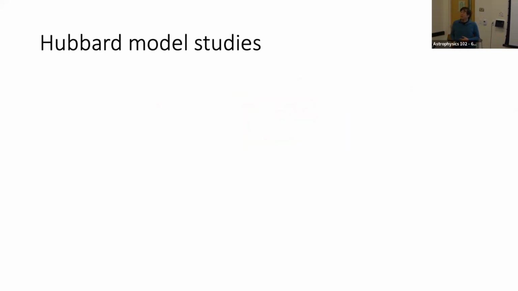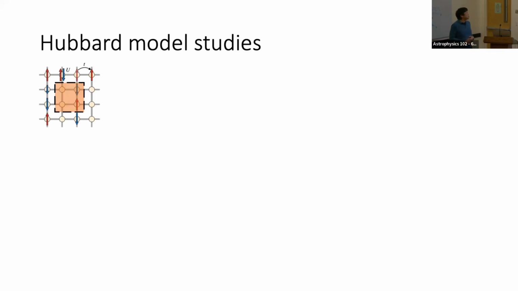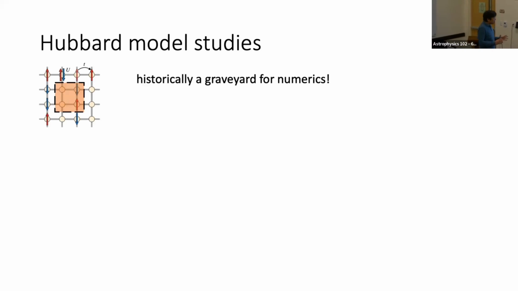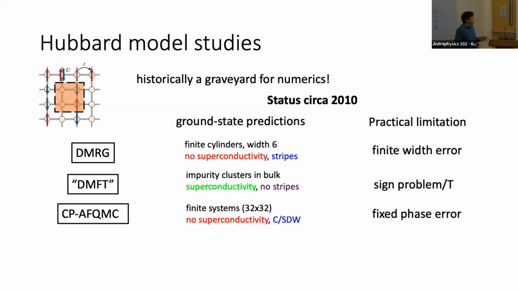Okay, so the Hubbard model is an extremely simple model. It's only got 2 parameters, but historically it's been a real graveyard for numerics. I started working on this particular aspect of things about 2010. And if you looked around 2010 and asked what different computational people, whom you normally respect and think are honest people who do not try to trick you, say about the ground state of the Hubbard model, you'd find many different kinds of predictions.